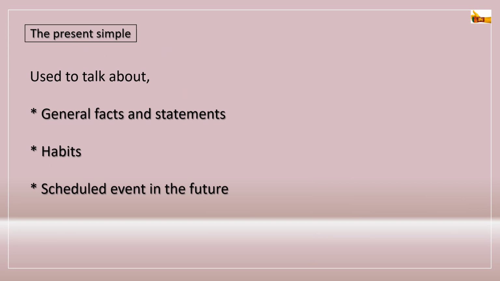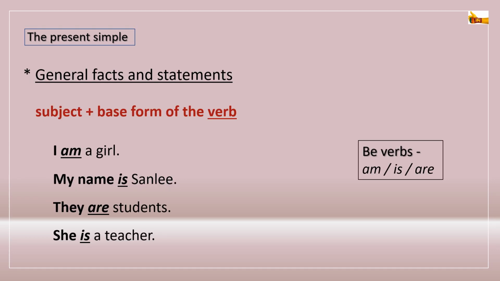We use the present simple to talk about general facts and statements, habits, and scheduled events in the future. General facts and statements. Here are some examples. I am a girl. My name is Sanli. They are students. She is a teacher.